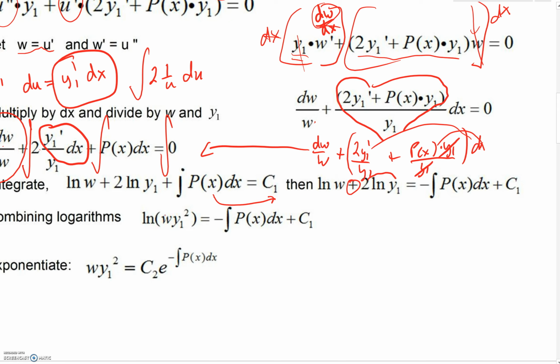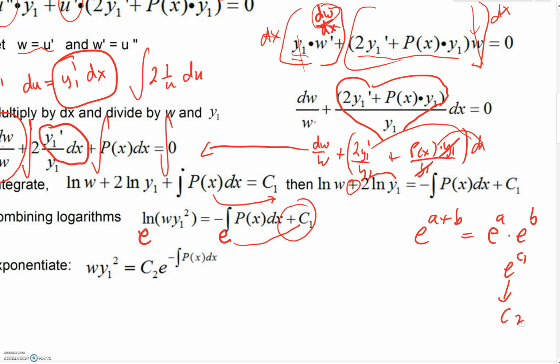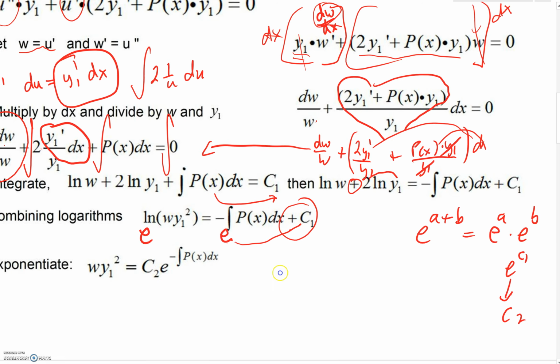And then what? Well, we can exponentiate. We're going to go e to the left side. That's going to leave us with a w y sub 1 squared. That's where that's coming from. And we'll have this e to this integral. But remember, when we have e to a constant, like if we had e to the a plus b, that's e to the a times e to the b. E to a constant is just some constant. So that's where that second constant is coming from.